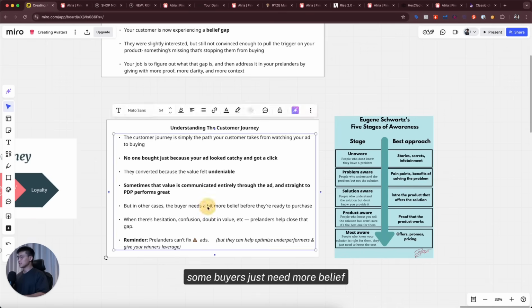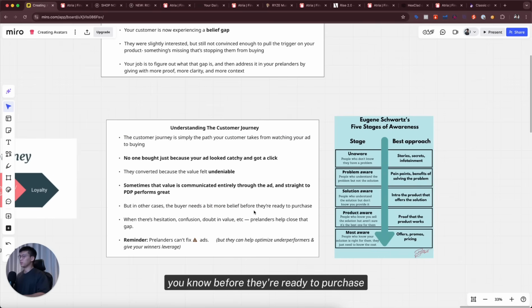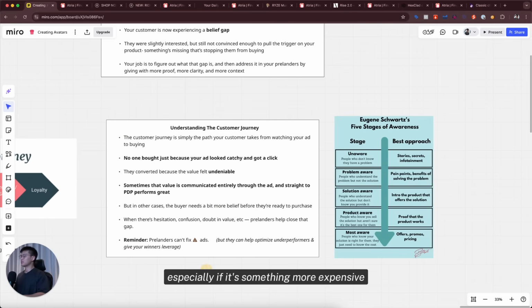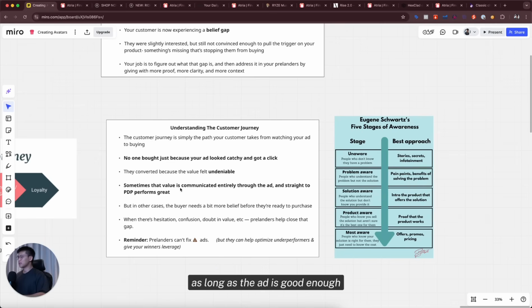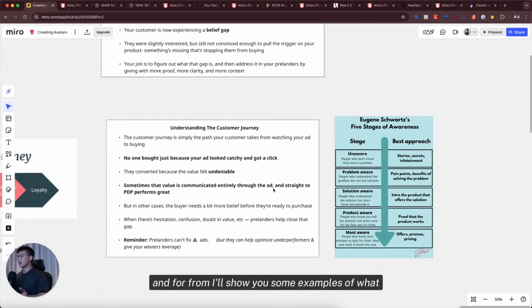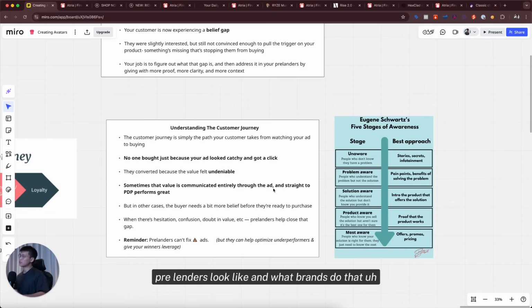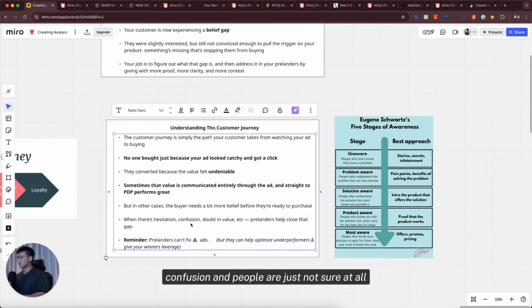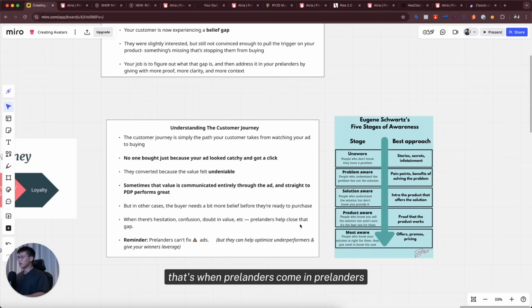In other cases, some buyers just need more belief before they're ready to purchase, especially if it's something more expensive or health-related. If it's something like a simple hoodie, it's pretty straightforward. Then you send it to a product page as long as the ad is good enough. Some products just need more education. And I'll show you some examples of what Prelanders look like and what type of brands run these as well. But when there's hesitation, confusion, and people just not sure at all, that's when Prelanders come in.